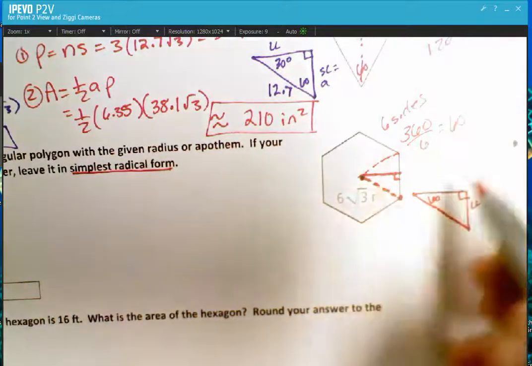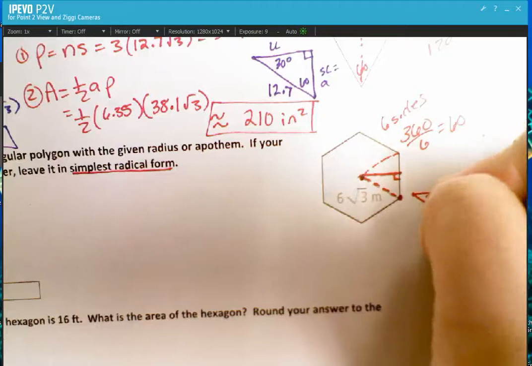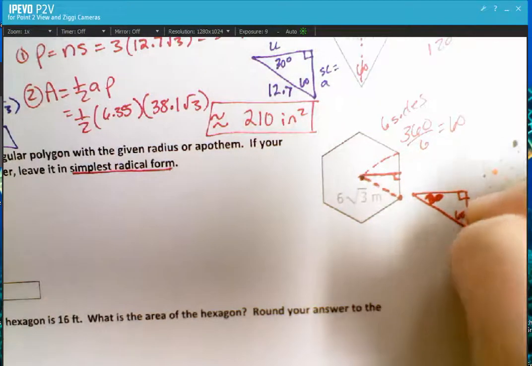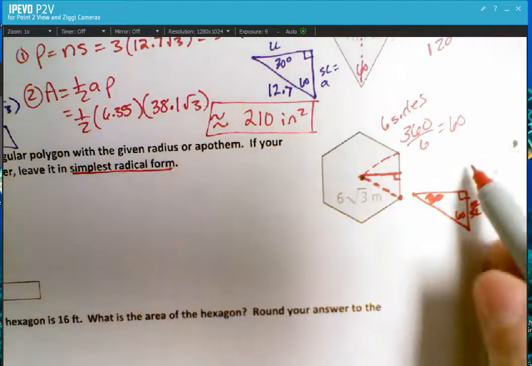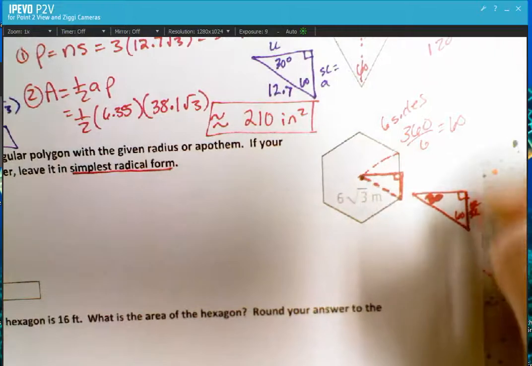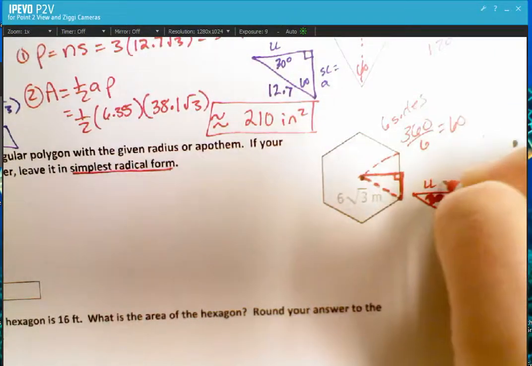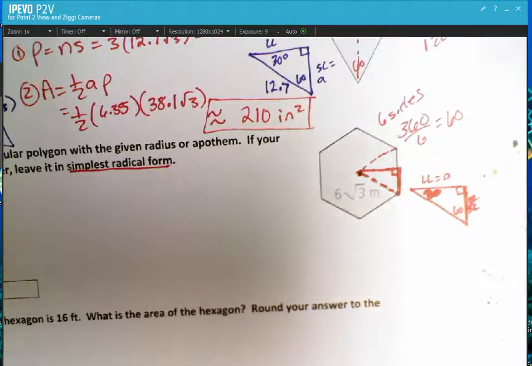So that's not 60. The whole angle is 60. So this is 30. Sorry. 30. So this is 60. So this is my short leg. I need 2 of my short legs to get me to the whole side, because that's this piece right here. And I know that this is the long leg, and it's also equal to my apothem. So I just got to go find some pieces.